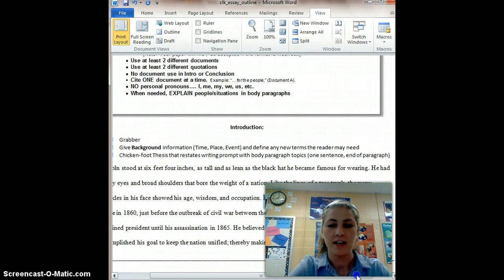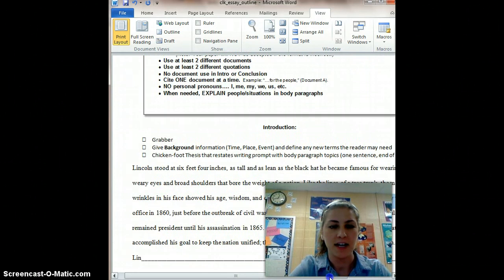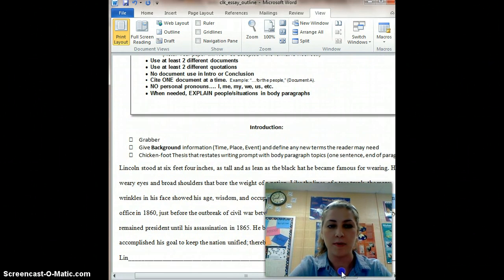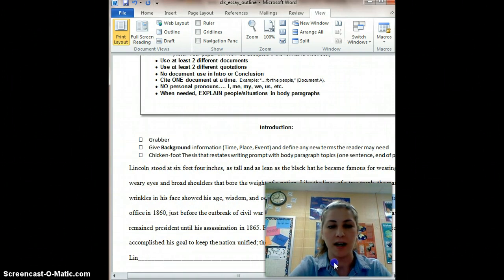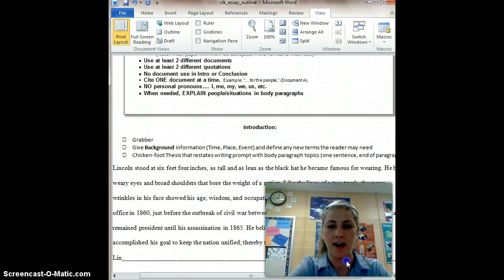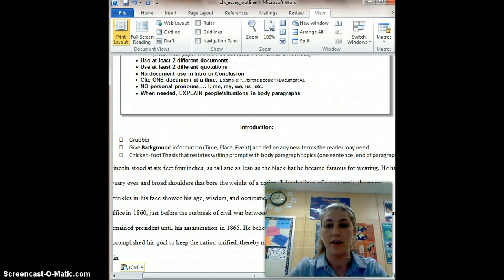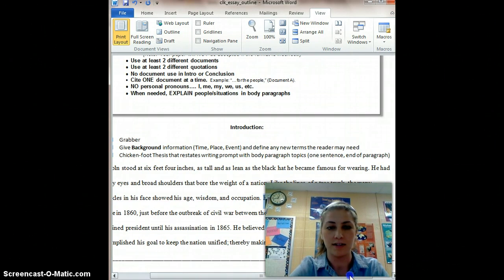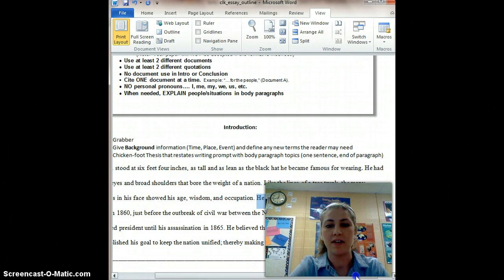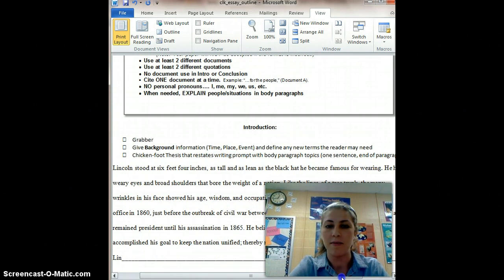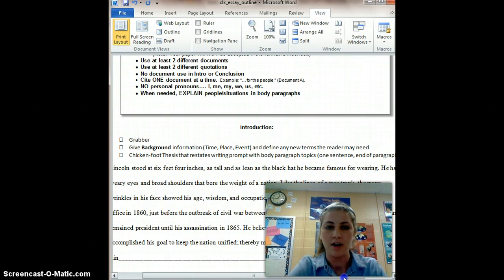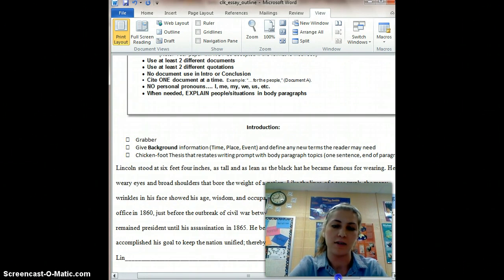"He reigned or ruled during a time of chaos by taking office in 1860, just before the outbreak of civil war between the North and South over the issue of slavery, and remained president until his assassination in 1865." So now I'm giving some background information about Lincoln, about the era, and about what the social issues are that are going on at this time. Okay? "He believed that slavery was immoral and ultimately accomplished his goal to keep the nation unified, thereby making a lasting impression on the nation." So I'm saying what his stance was, what his goal was.